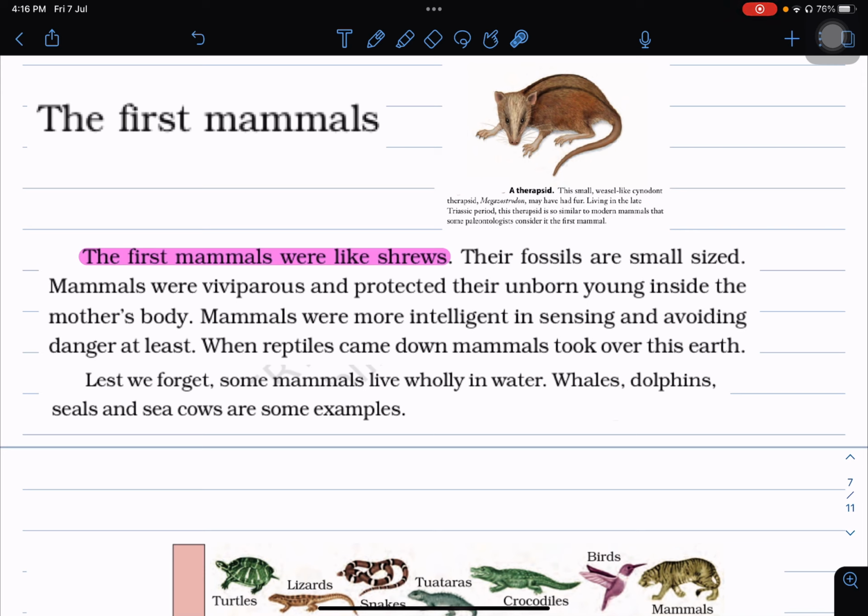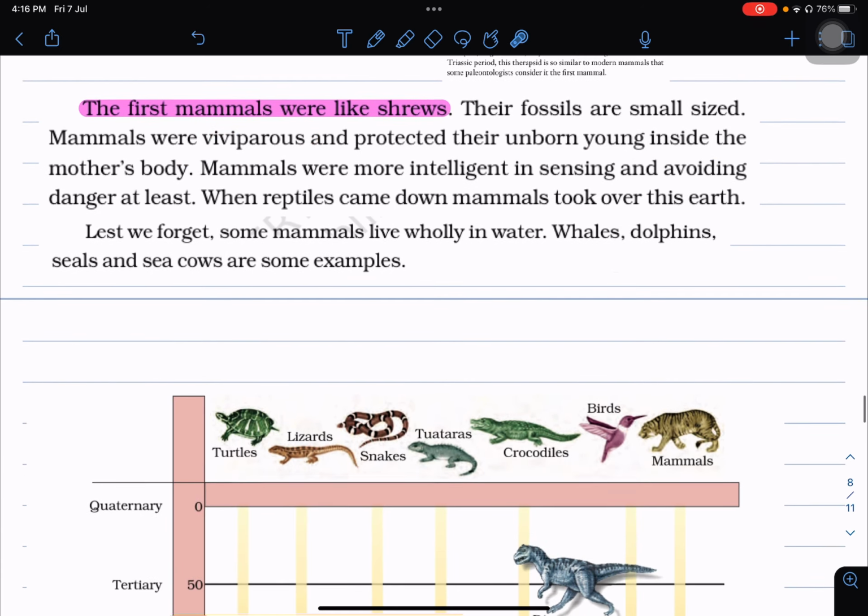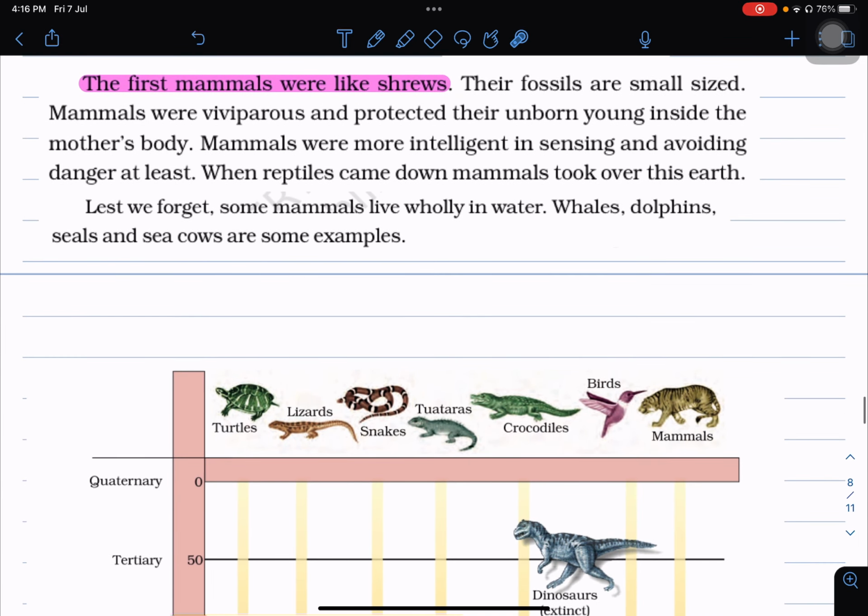Okay, right. And small-sized fossils we found, and mammals were viviparous and protected their unborn young inside the mother's body. When an animal is viviparous, the developing embryo will have better protection and greater development also. Mammals were more intelligent in sensing and avoiding danger, at least. They were able to avoid the dangers and recognize the things happening around them. They were much more conscious than the other kinds of animals around them.